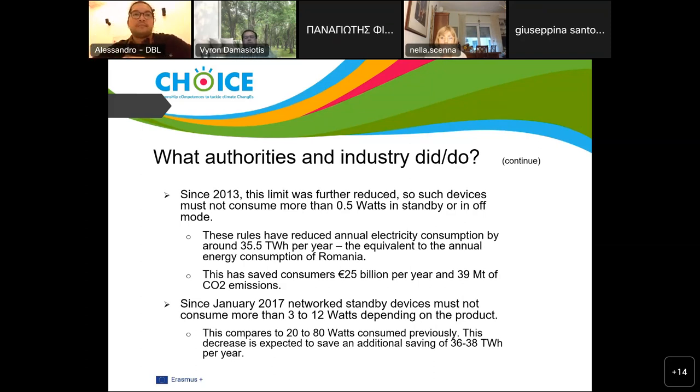Since January 2017, network standby devices must not consume more than 3 to 12 watts, depending on the product. Compared to the 20 to 80 watts these devices used to consume, it's a significant improvement. It is expected to contribute to an extra saving of 36 to 38 terawatt hours per year.